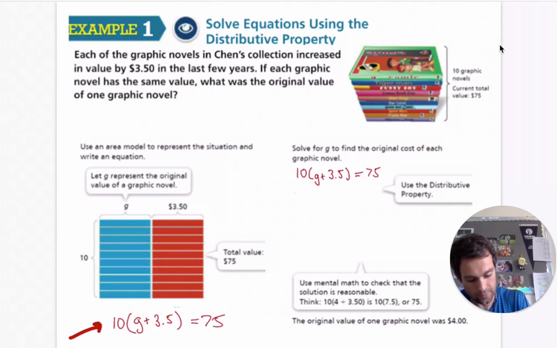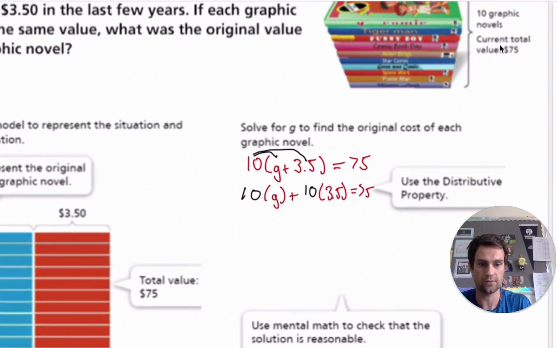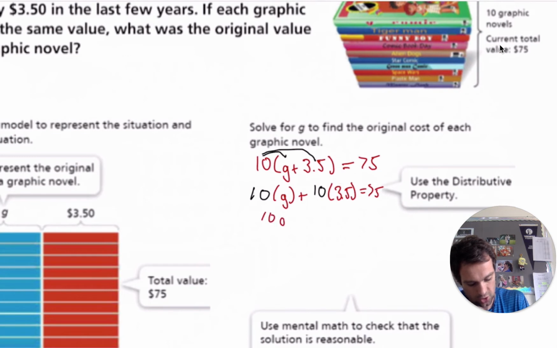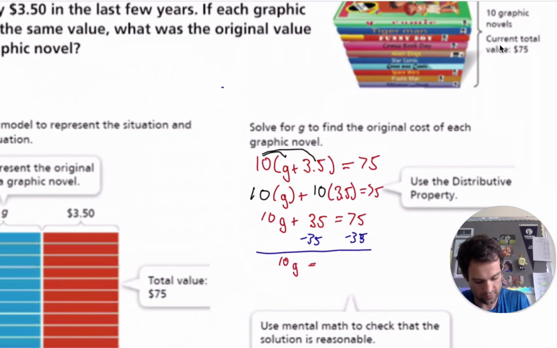So by using the distributive property, we can distribute this 10 into each part. 10 times G plus 10 times 3.5 equals 75. So we can go ahead and solve this. Let's simplify it. 10G plus 10 times 3.5 gives us 35 equals 75. And now we can subtract 35 from both sides. So we have 10G equals 75 minus 35 gives us 40. Divide both sides by 10. So G is equal to 4.